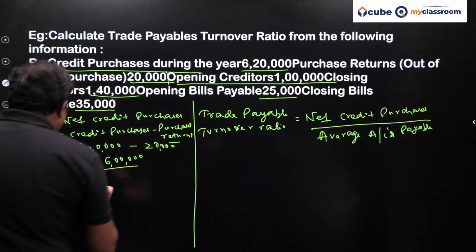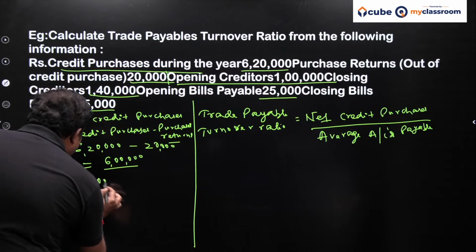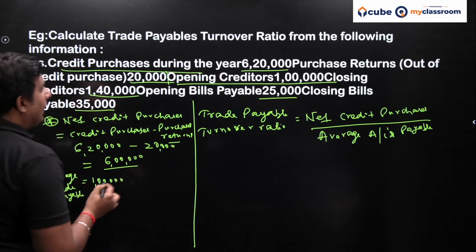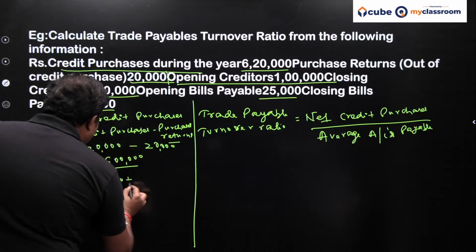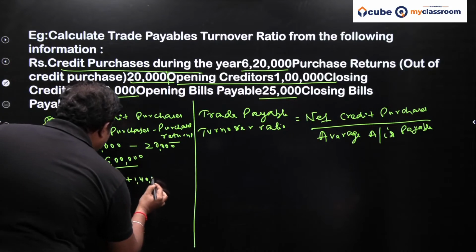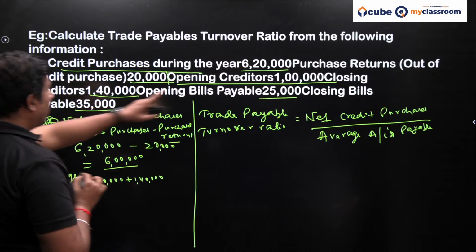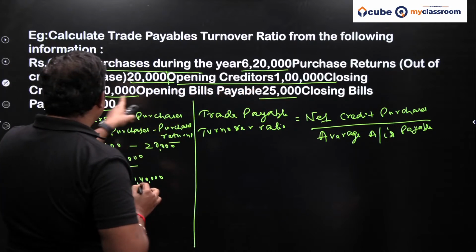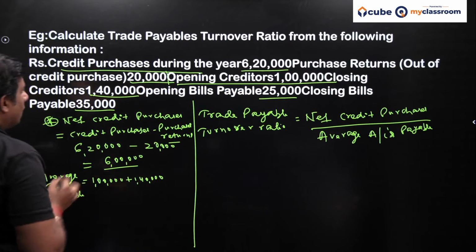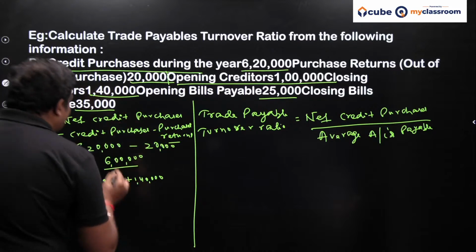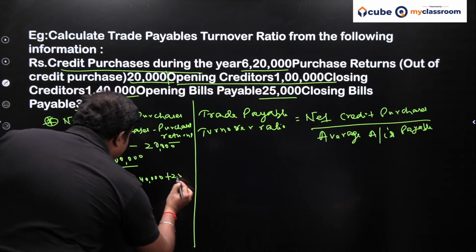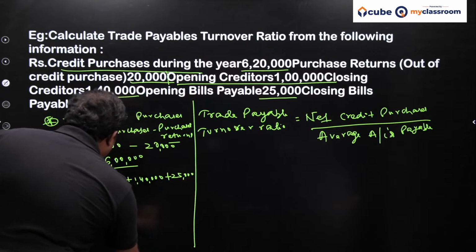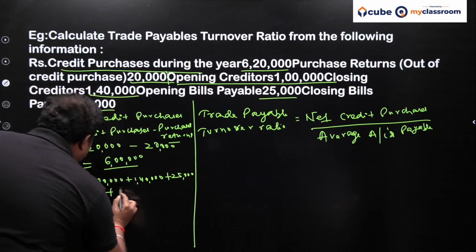Here opening creditors is 1 lakh, and closing creditors is 1,40,000. So opening creditors and closing creditors are given: 1 lakh of opening creditors and 1,40,000 of closing creditors. Opening bills payable is 25,000 and closing bills payable is 35,000.